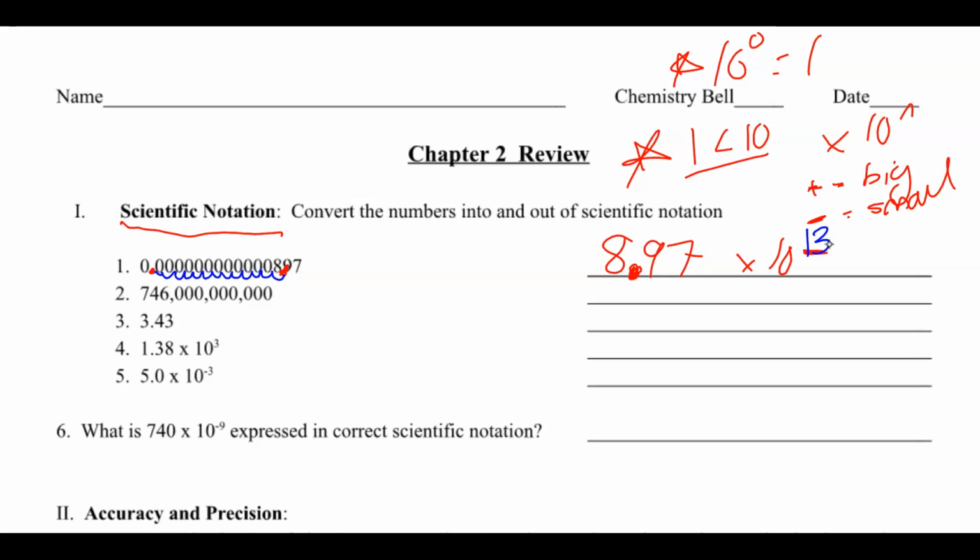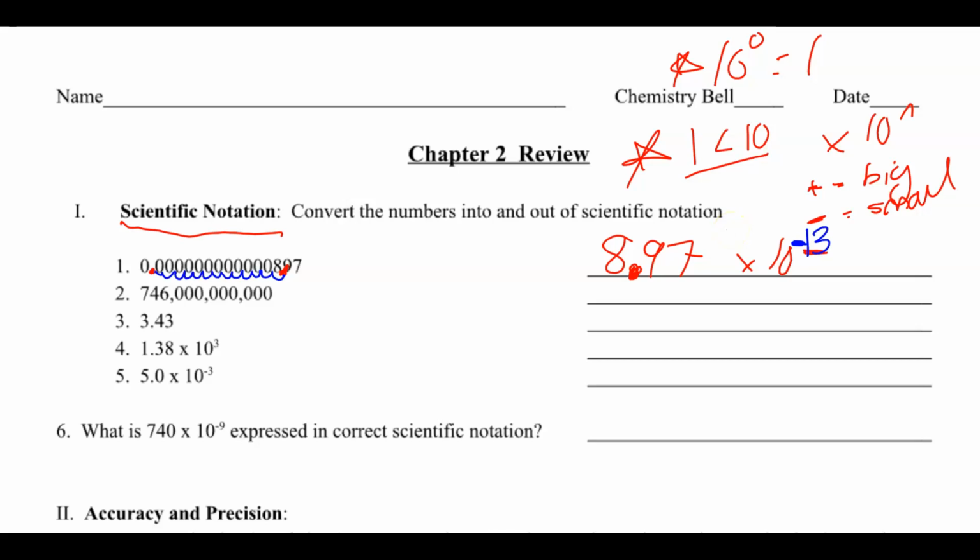We're almost done with this problem. Before you finish, look back to the sign. If it's a positive exponent, it's a really big number. Is that a really big number? No. So we've got to say it's 10 to the negative 13th power because it's a really small number.